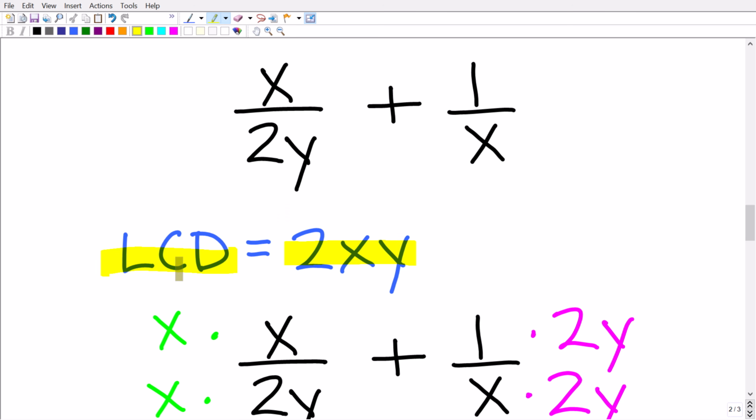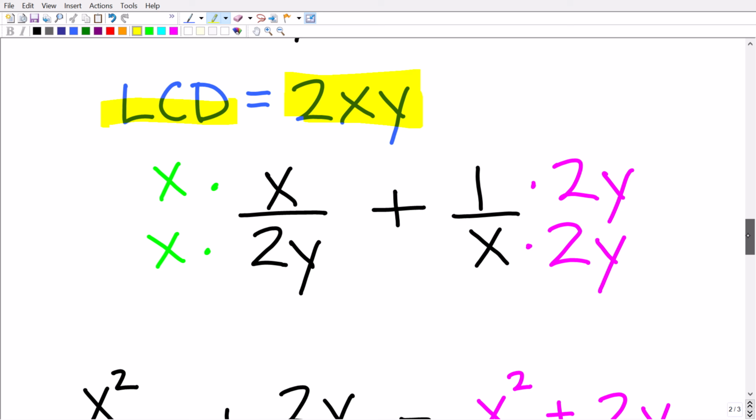Now, finding the LCD, or lowest common denominator, of rational expressions can be a little bit tricky, and this is kind of its own separate lesson. But the LCD here is 2 times x times y. So we have x as this denominator and 2y as this denominator. The lowest common denominator is 2xy, or 2yx. So that means we need to change both of these fractions such that they have the denominator 2xy. All right, so let's go ahead and do that.